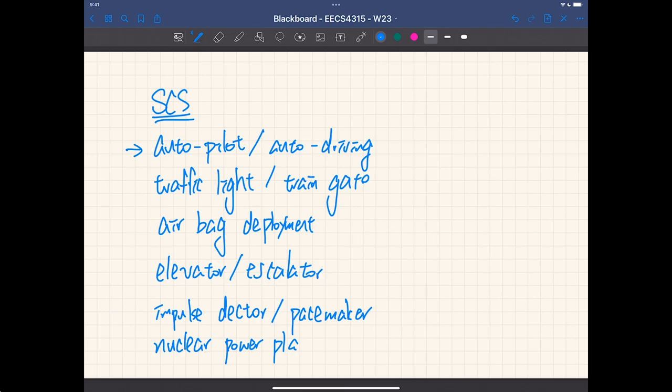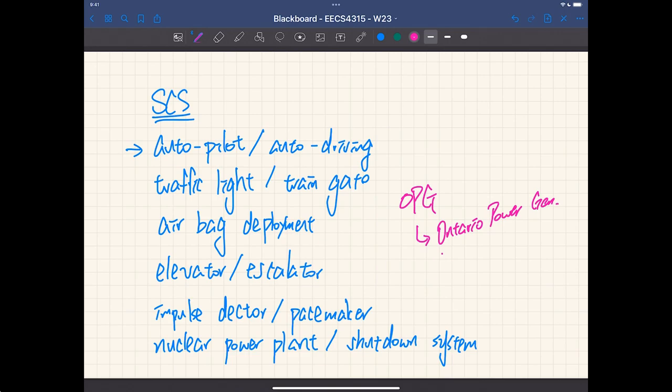Guys, it's interesting. For the nuclear case, you got the nuclear power plant, of course, which contains the reactor. If it explodes, you definitely got danger. There's another component to it called the shutdown system. Okay, I'll mention that here. Also, shutdown system. For us, in our place of residence, there is a company called OPG. Have you guys heard of it before? Ontario Power Generation, yes. And they actually maintain, of course they develop, the Darlington shutdown system.